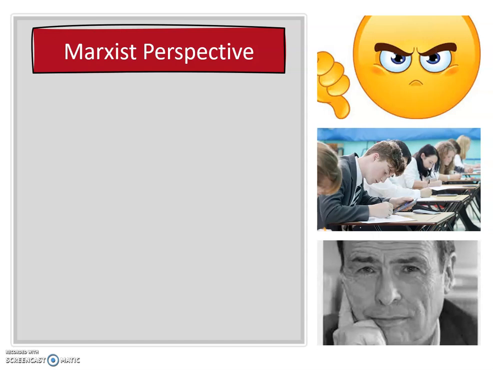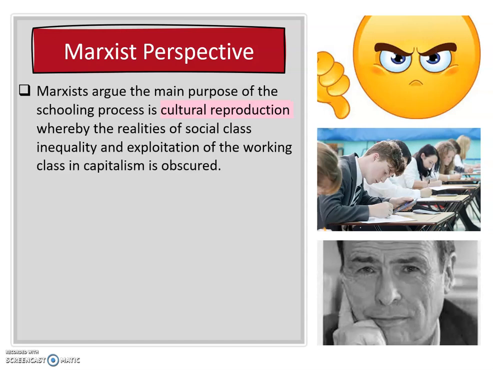Marxists, obviously the angry emoji, because they're going to see the exploitation side of things. They argue that actually the purpose of schooling and the internal processes within school is about cultural reproduction. This is making sure that certain social classes, particularly the working class, are ready to be exploited for capitalism, ready to go into lower paid jobs.